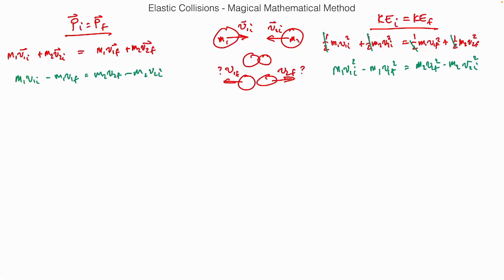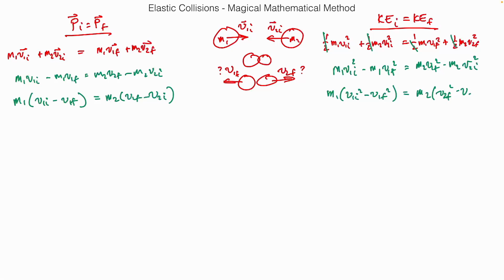Now I can factor out some M1s. I get V1 initial minus V1 final. And you're like, Mr. Balogh, why would you do that? You'll see. You'll see. Okay, so just factoring some stuff. I'm going to do the same thing over here. Just factor M1 out: V1 initial squared minus V1 final squared equals M2 factored out, V2 final squared minus V2 initial squared.